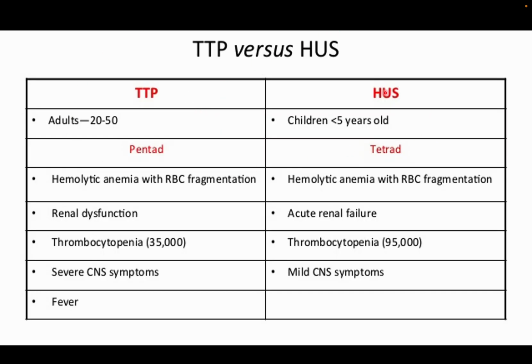So these are the differences between TTP and HUS. Both have hemolysis, renal dysfunction, and thrombocytopenia, which is more significant in TTP when compared to HUS. CNS symptoms and fever are there in TTP. One more thing I told you: in diarrhea where there is no fever and the patient is having bloody diarrhea, you should not start antibiotics because it can provoke typical HUS.